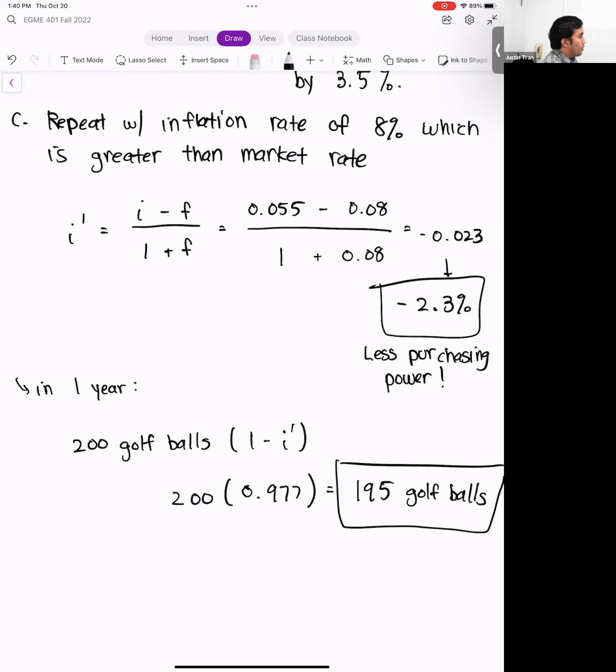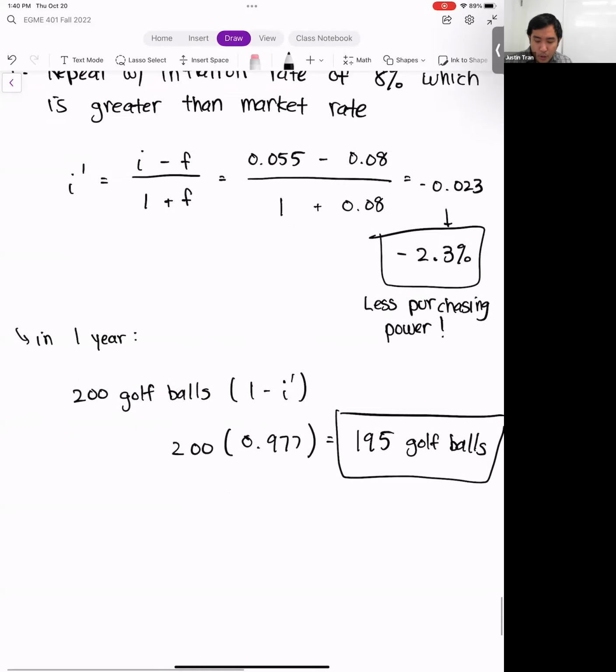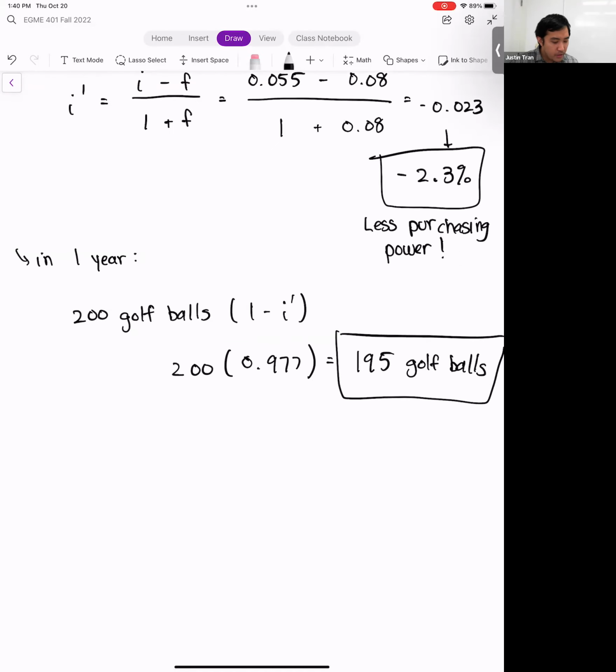All right. And so, in this case, when the inflation rate is greater than your market rate, or in the case of your salary, if the inflation rate is greater than the amount of raise that you get from your job, then you're going to get less purchasing power in the coming year. Okay. All right, any questions on this? Okay, so hopefully that example was helpful just to illustrate all these concepts.